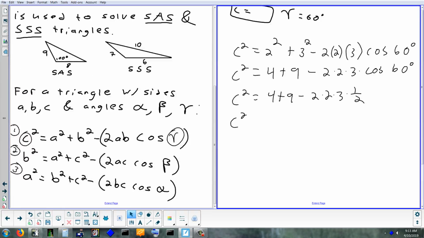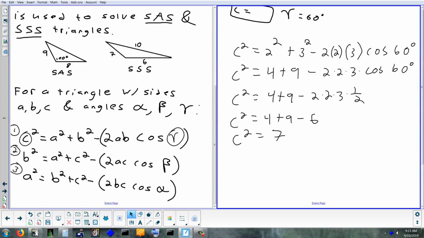All right, now let's do the multiplication. Minus 2 times 2 times 3. How much? 2 times 2 times 3? 12, half. 6. All right, so we got 4 plus 9 minus 6. Now the only thing we have left, we just add and subtract in order from left to right. 4 plus 9? 13 minus 6? 7. So now we almost have c by itself.